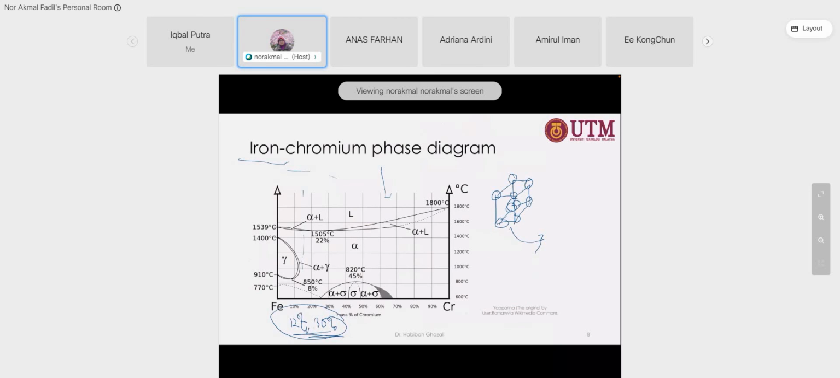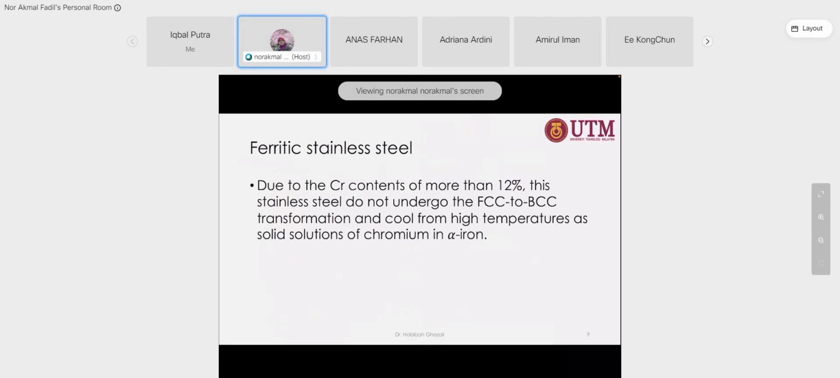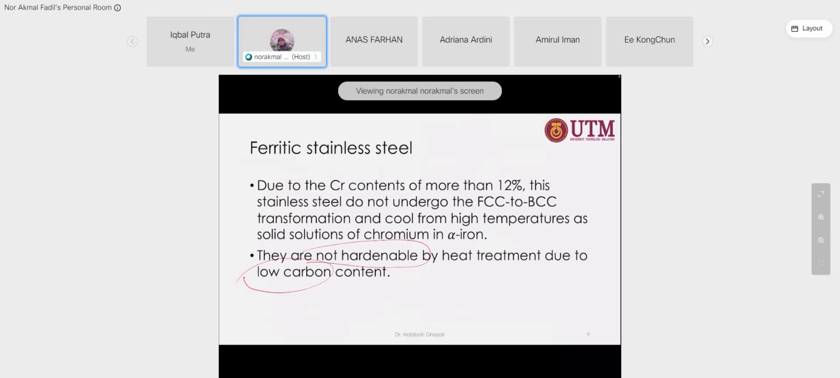And then this is the iron-chromium phase diagram. You add chromium, so you will stabilize the austenite phase or ferrite phase depending on your chromium composition. Due to the chromium content of more than 12%, this stainless steel does not undergo the FCC to BCC transformation on cooling from high temperature, as a solid solution of chromium in iron. They are not hardenable by heat treatment due to the low carbon content. Again, low carbon, not hardenable.